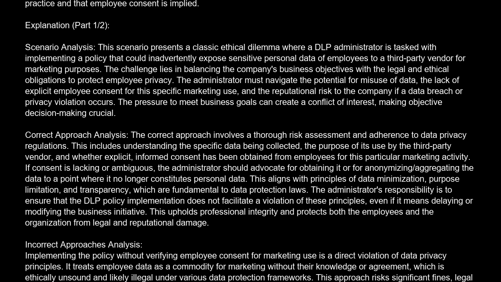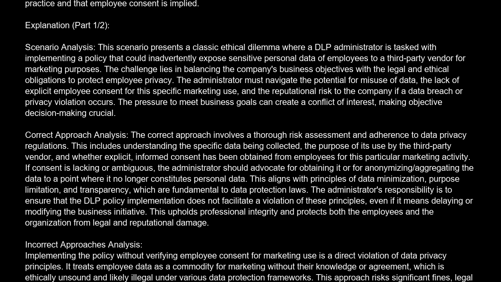The administrator must navigate the potential for misuse of data, the lack of explicit employee consent for this specific marketing use, and the reputational risk to the company if a data breach or privacy violation occurs. The pressure to meet business goals can create a conflict of interest, making objective decision-making crucial.